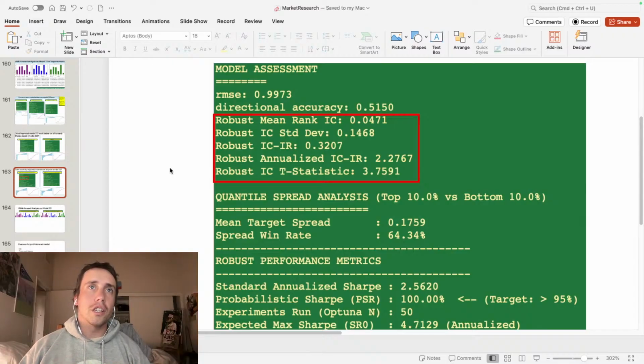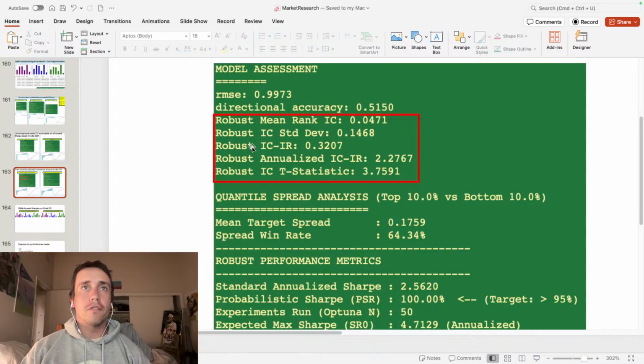You want something that's stable. So for that, I'm looking at the standard deviation of the information coefficient, the information coefficient to information ratio, and the t-statistic. So the standard deviation of the information coefficient should be 3 to 13 times the information coefficient. You see here it's about 3 times the information coefficient, so that's good. Lower end of my goal, the lower the better for standard deviation.